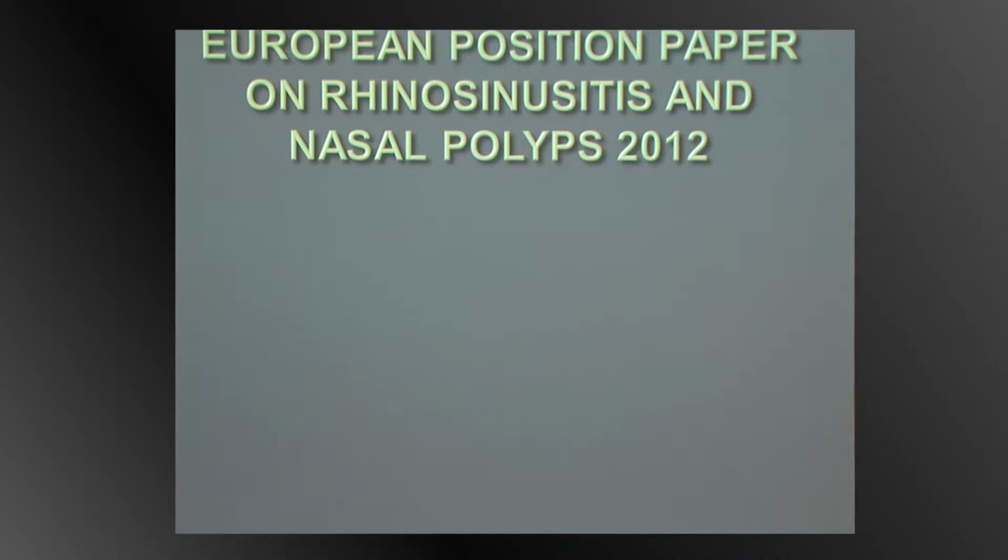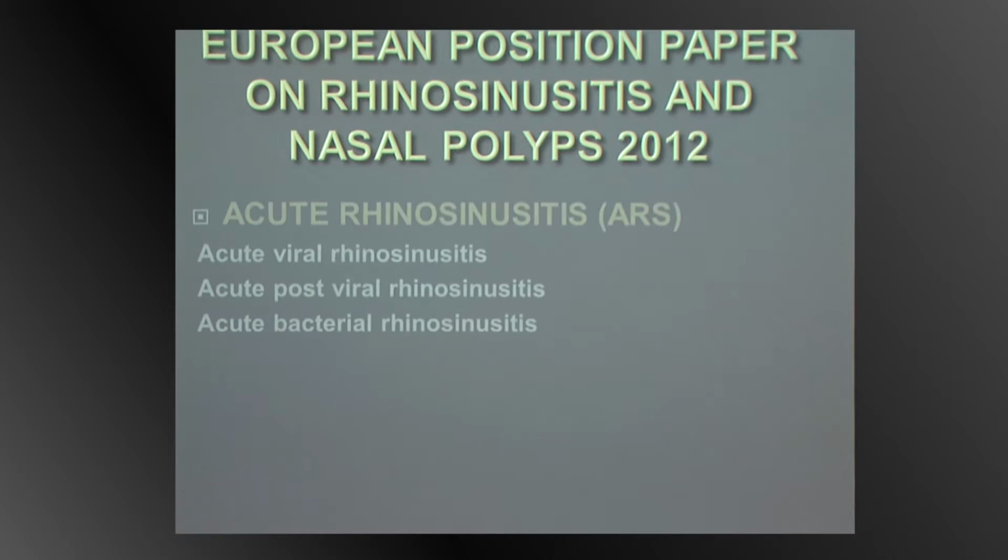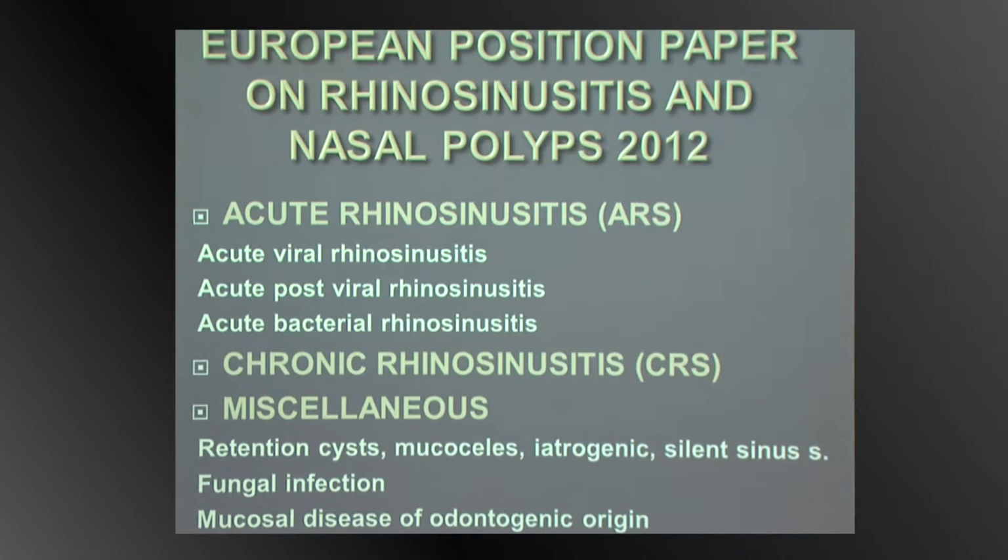It's an absolutely thrilling 60-page article, which classifies, and it comes out every 5 years and reclassifies sinusitis. It's the gold standard in discussion of sinus disease. They classify acute rhinosinusitis as acute viral rhinosinusitis, acute post-viral rhinosinusitis, and acute bacterial rhinosinusitis. And then we come on to chronic rhinosinusitis, and then the miscellaneous group, the ragbags, most of which Gav's already shown. We've shown all of them, in fact.